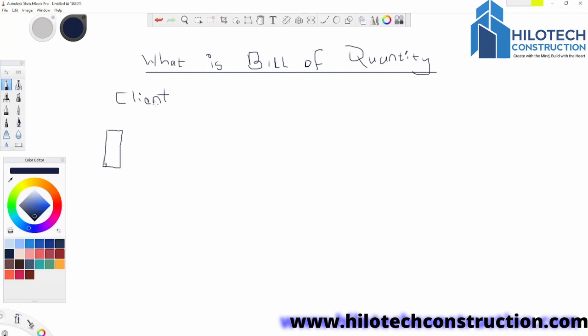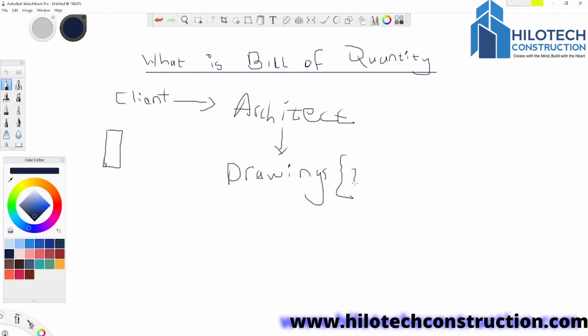Okay, so the first thing as a client, what you have to do is you have to hire the services of an architect or a consultant. And now what this architect does is he's going to provide you with the drawings of this structure, in this case being the pillar. These drawings, they usually provide them in 2 dimension and 3 dimension.